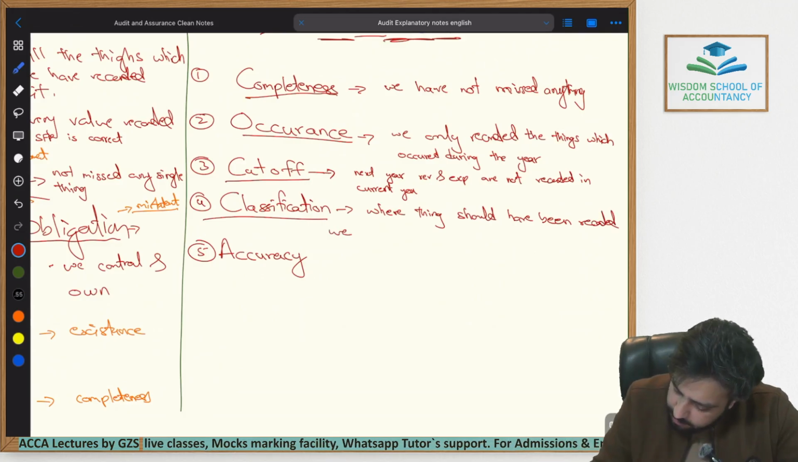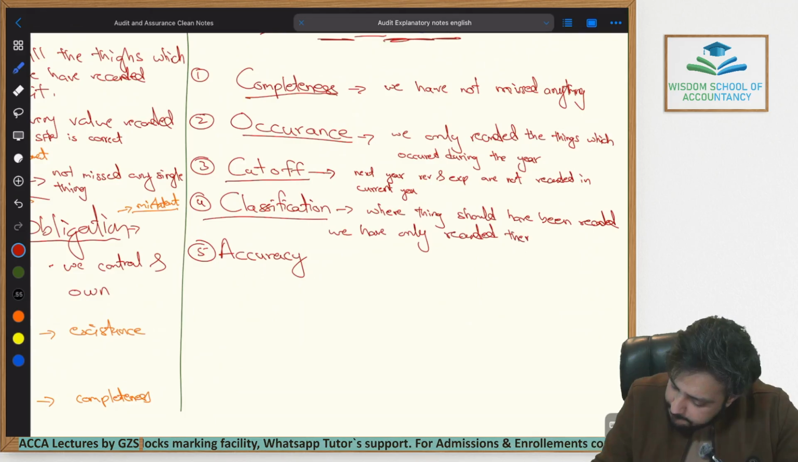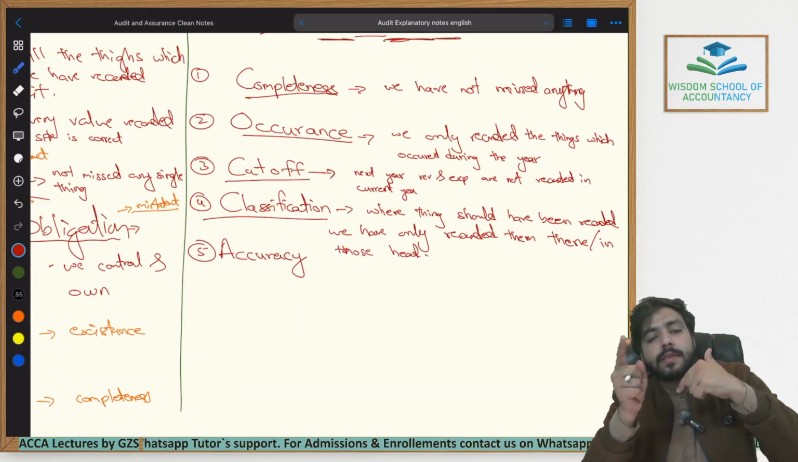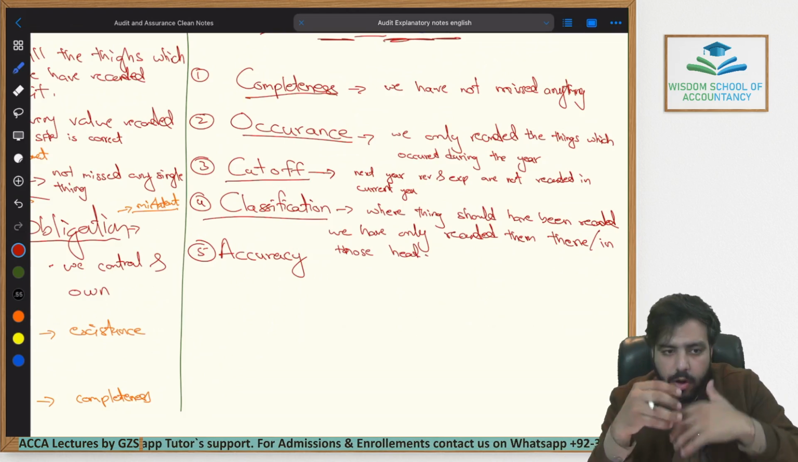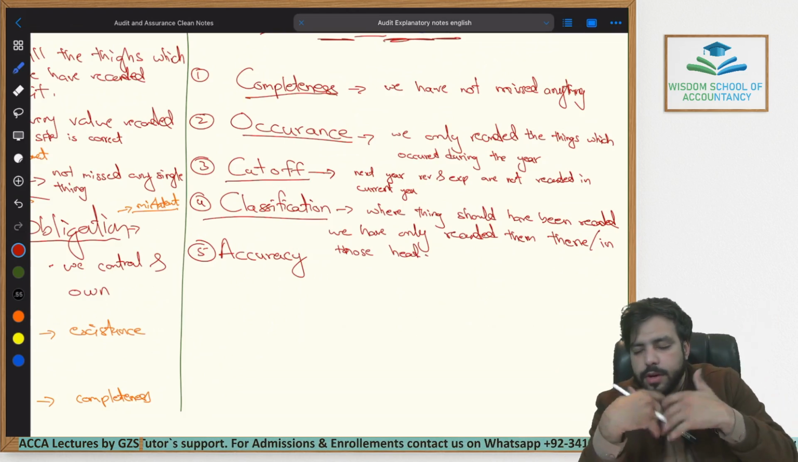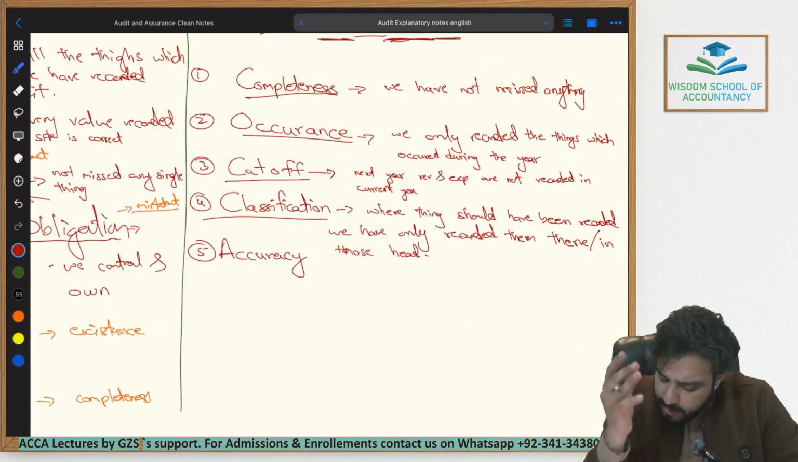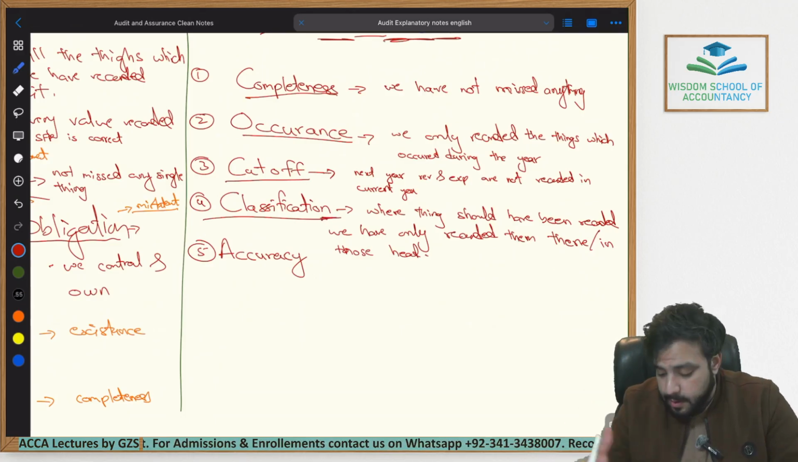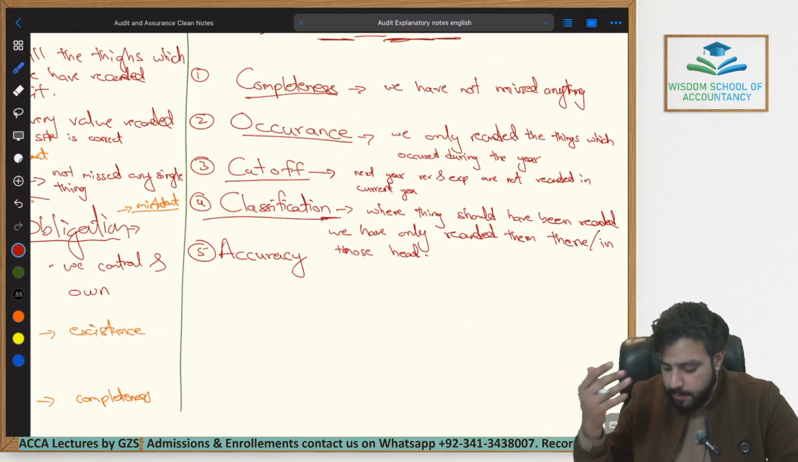we have only recorded them there, or in those heads. We have not mixed the expenses or mixed the incomes. We have not recorded revenue as other income. We have not recorded other income as revenue. All right. So basically, management is saying that the classification of our expenses, every single thing within statement of profit and loss, is done appropriately.